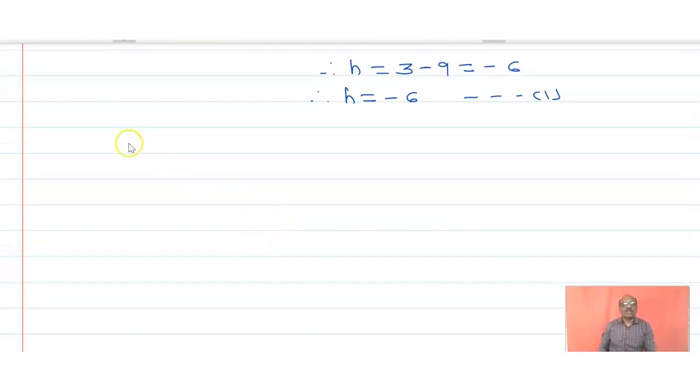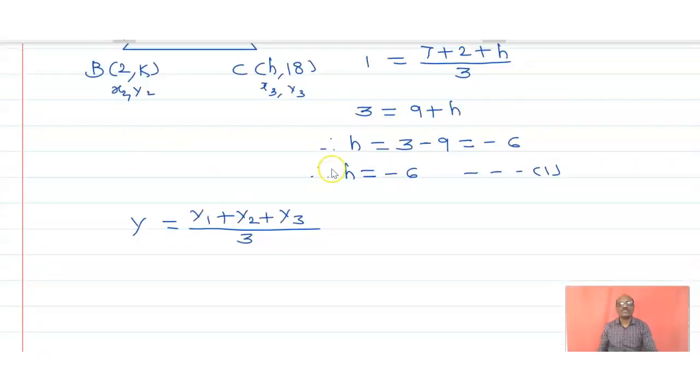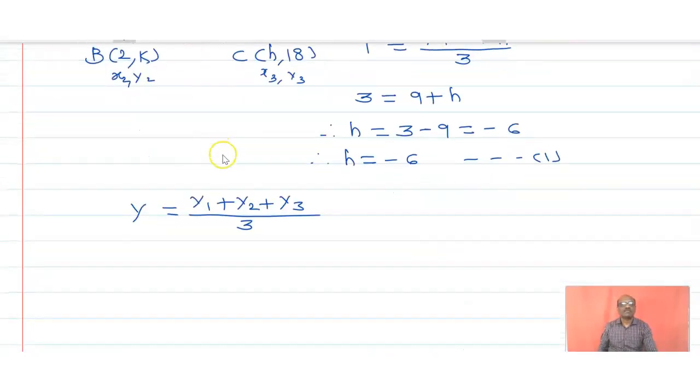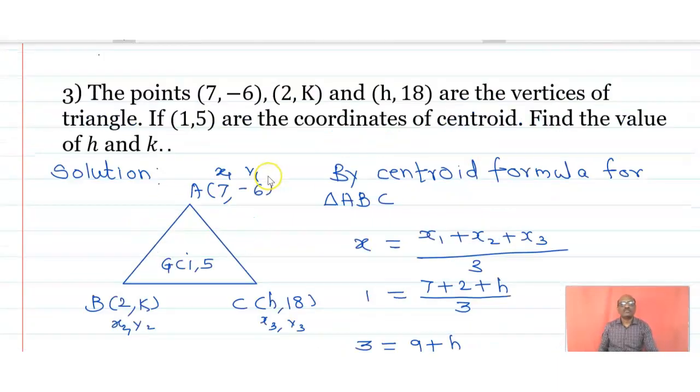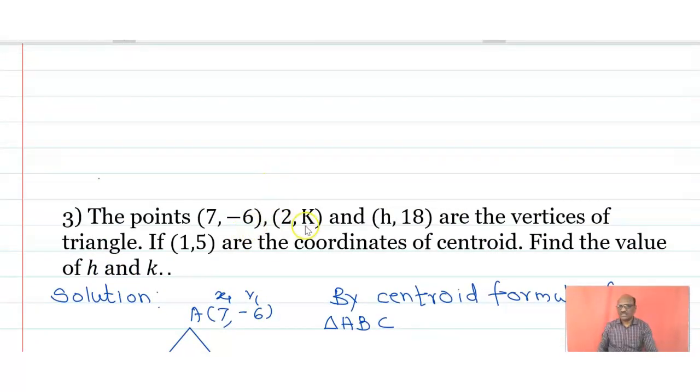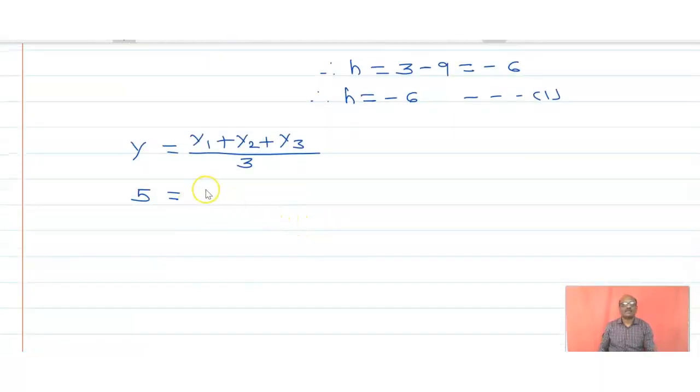What about the y coordinate? That is y is equal to y1 plus y2 plus y3, and this divided by 3. Here the y coordinate is 5. What is y1 here? Minus 6, k and 18. Minus 6 plus k plus 18, this divided by 3.